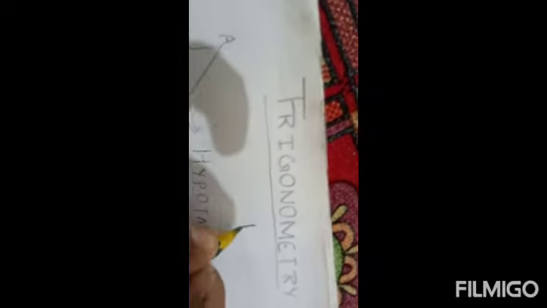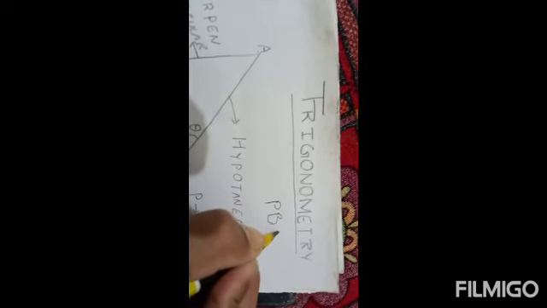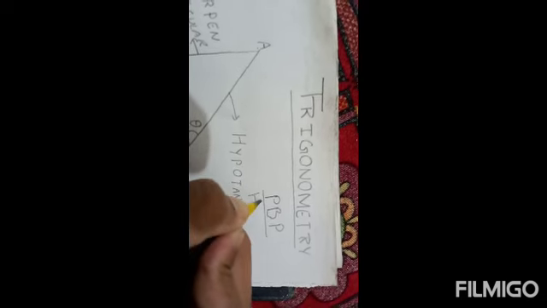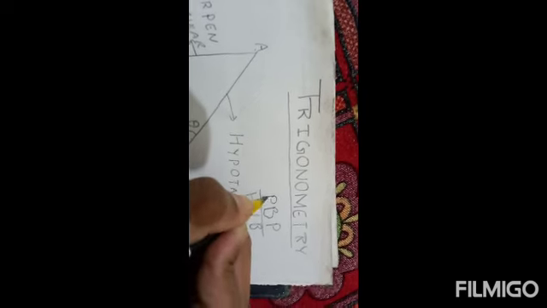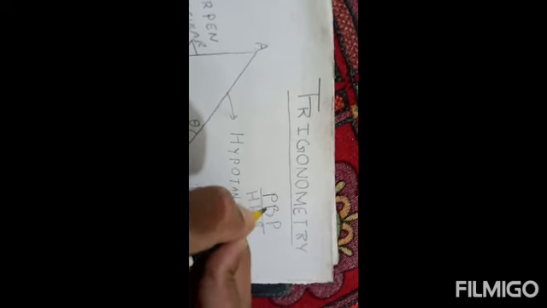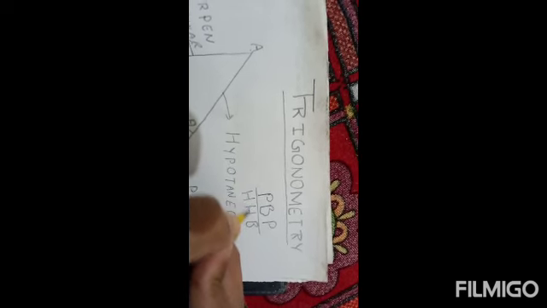Now for convenience we can learn these trigonometric ratios by a shortcut method, which is P B P upon H H B. PBP, we learn this shortcut as Pandit Badri Prasad, upon HHB, which can be learned as Har Har Bhole.